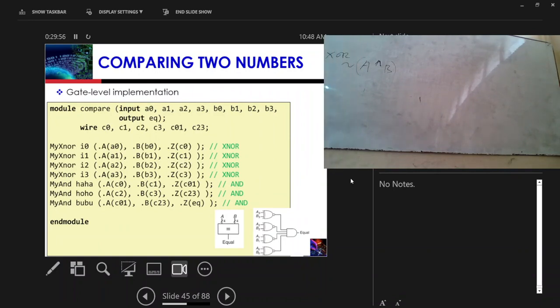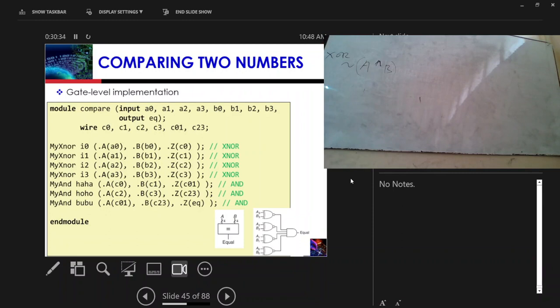So now I can first of all start by defining my module compare, with inputs A0 to A3, then inputs B0 to B3, then output equal or whatever. Then I'll have some wires inside: C0, C1, C2, C3, right? And then C01 and C23.